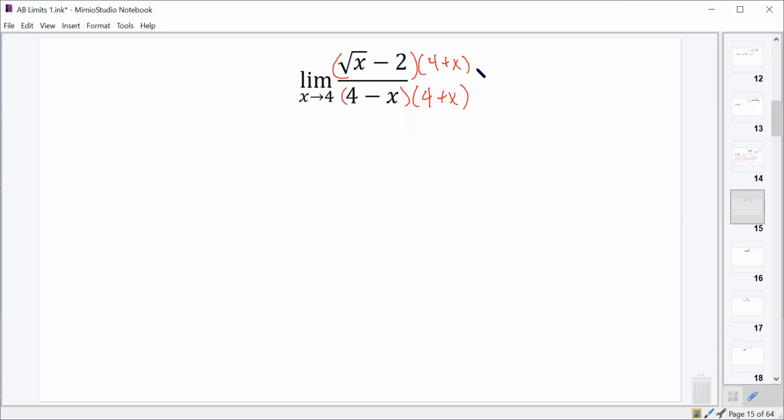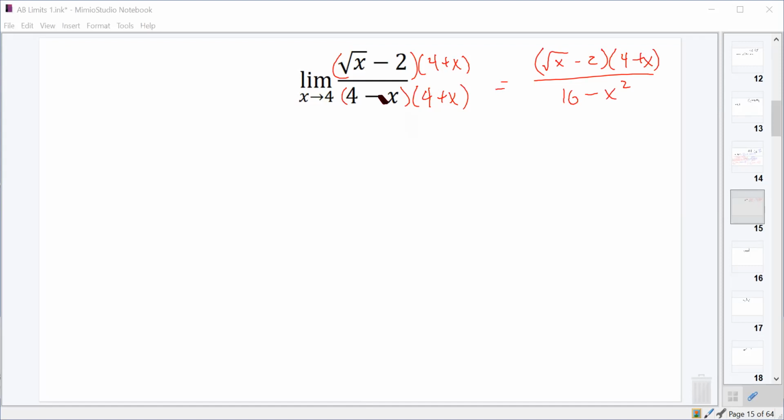Okay, so if I multiply by 4 plus x, the numerator is not going to change. But the denominator is going to turn into 16 minus x squared. And unfortunately, that's not going to give us anything that's going to cancel out. Is it? I don't see. So we're going to have to try something else.